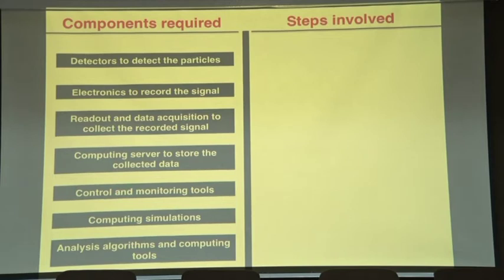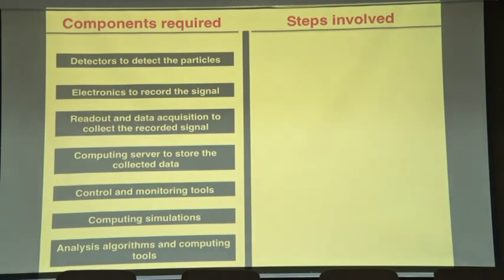Control and monitoring tools also, because everything is underground, right? And when particles are colliding, there is a lot of radiation, so you cannot go inside. So from outside you have to control everything. Computing simulations are required, because everything needs some simulation, right? Even the small experiments nowadays need some, for example heat simulation. Okay, there are softwares available where you can simulate the heat transfer and things like that, or water flow. There are a lot of simulation tools available.